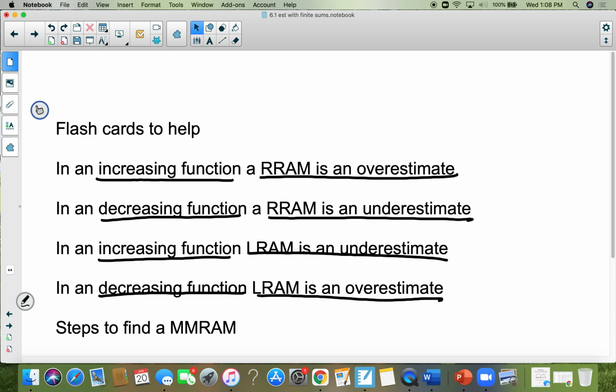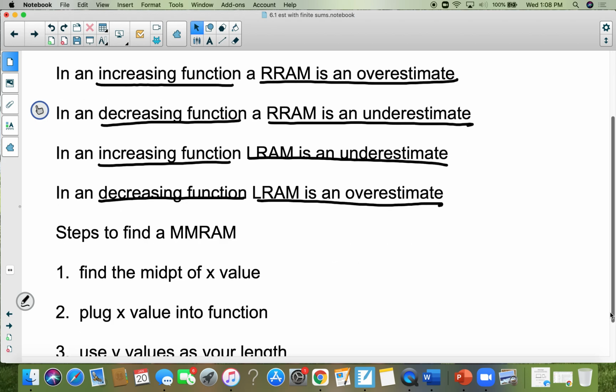And really quickly, how do you find the MRAM? These are the steps in order to find the MRAM. And that's it for 6.1, using a bunch of rectangles to find the area under a curve.